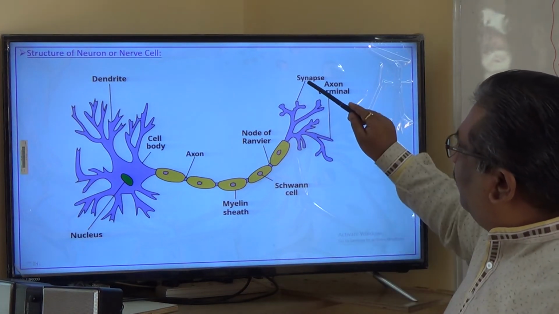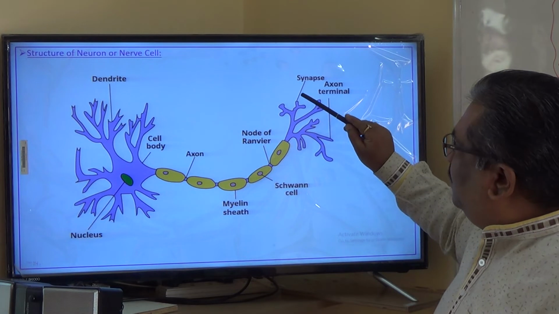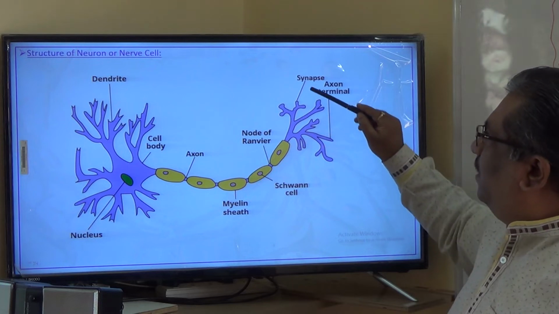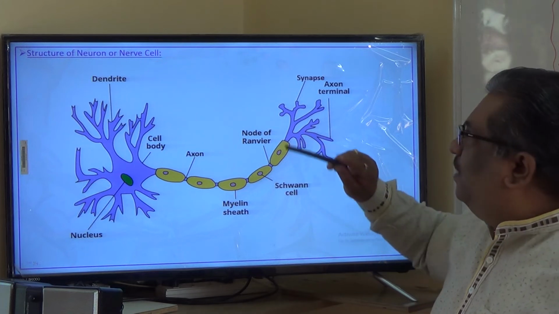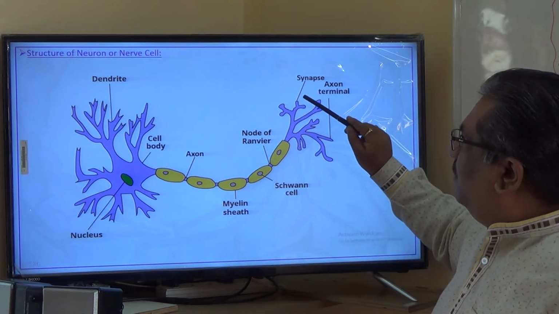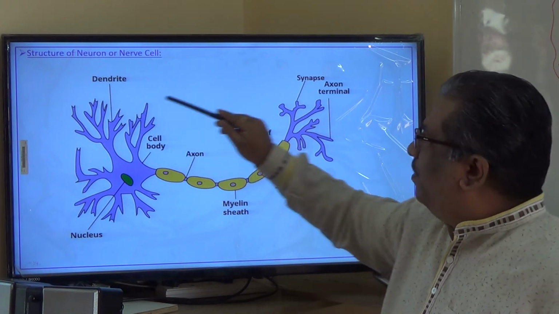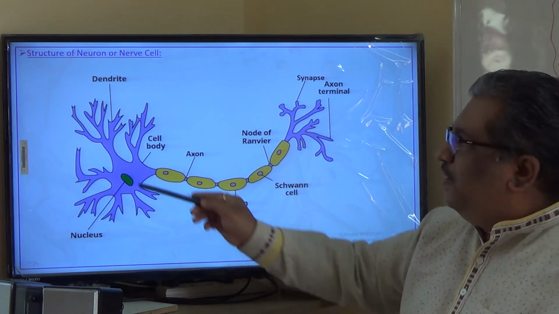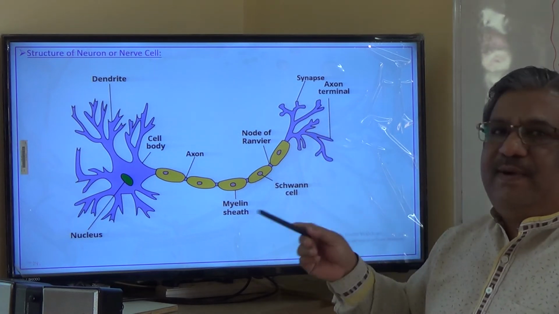And finally here you have the synapse. Synapse is the gap between the axon terminal and the dendrite of the next nerve cell. Got it? Synapse is a gap between the axon terminal, the nerve ending of one nerve cell, and the dendritic tip of another nerve cell. Because these are to be joined, no? The next nerve cell will have a dendrite at these tips, and this is how the network continues.